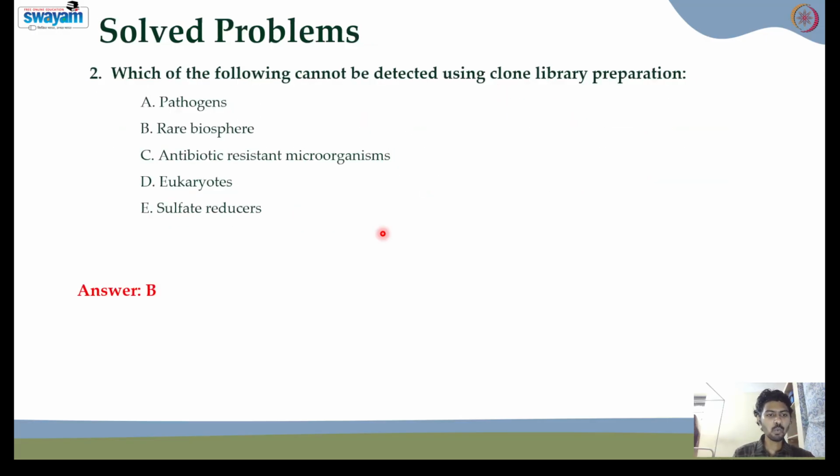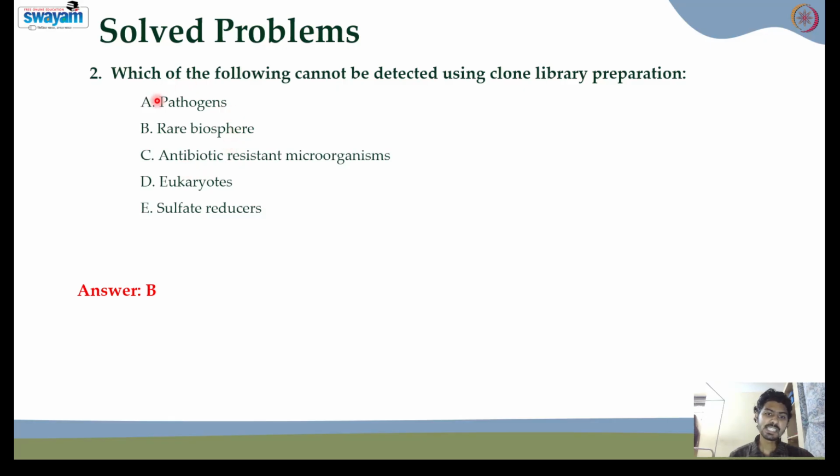And now we will see why the other options can be detected using the clone library preparation. The first is the pathogen. It is readily detected using the clone library preparation because it aims to identify the specific microorganisms that are present in the sample.